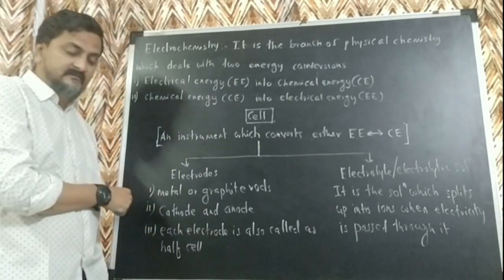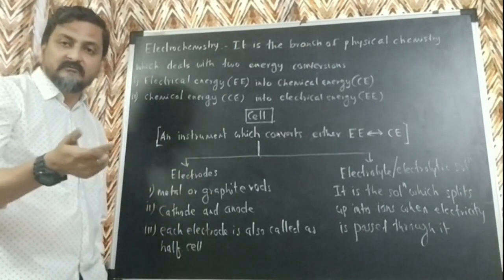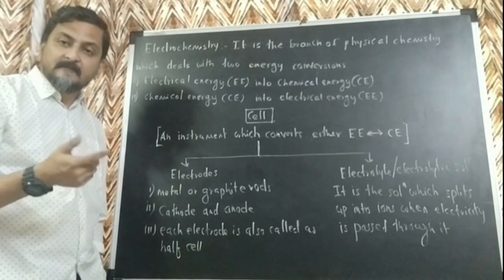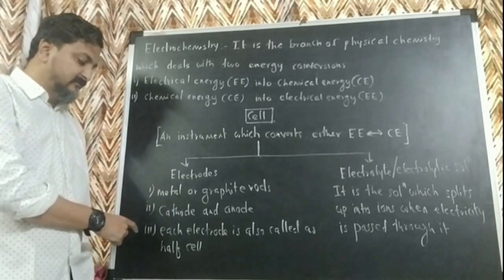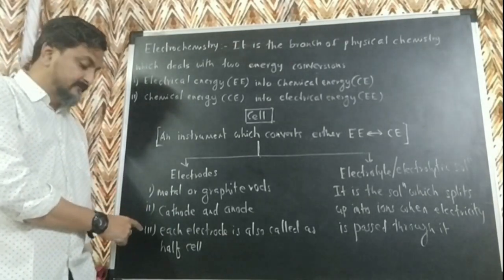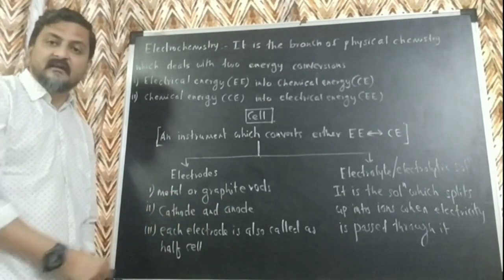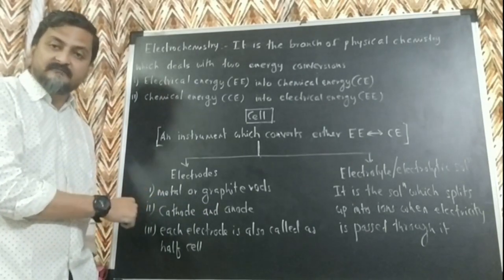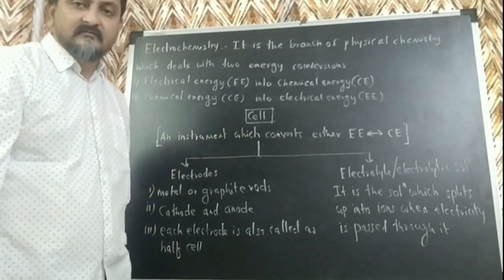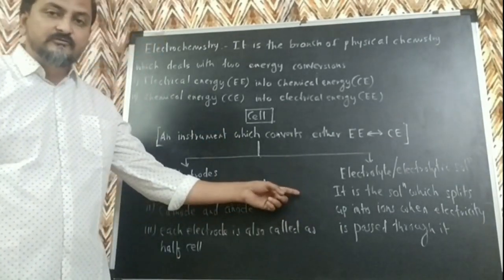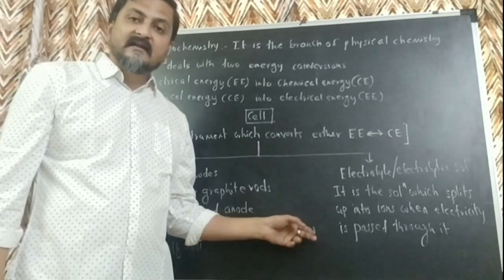Now what are electrodes? These are generally metal or graphite rods. We know that metals and graphite are good conductors of electricity. These electrodes are further divided into two types, cathode and anode, and each electrode is also called as a half cell. That means cathode is a half cell, anode is another half cell. Now let's come to electrolyte. I have written the definition here. It is the solution which splits up into ions when electricity is passed through it.